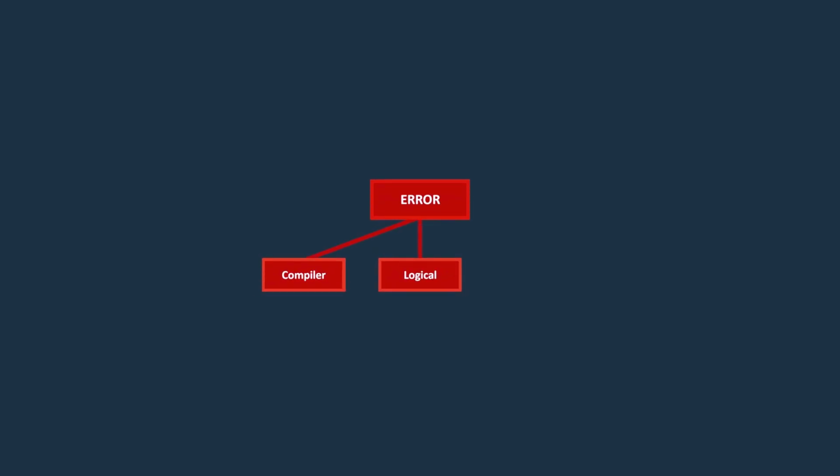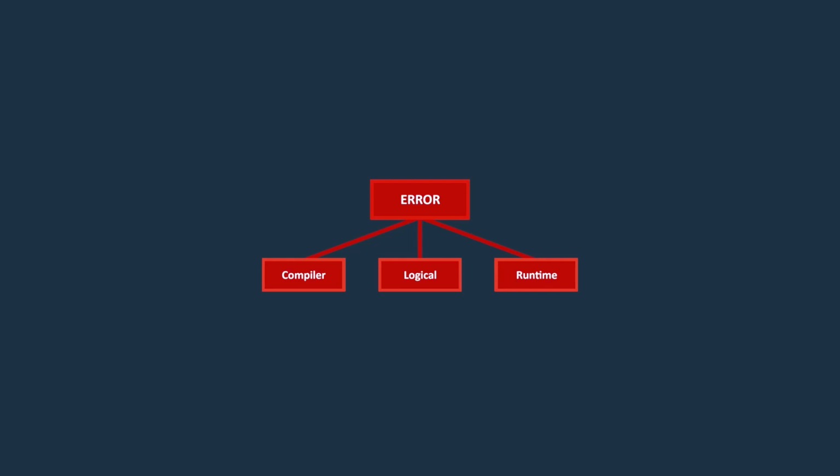In this lecture, we'll talk about compiler errors and why they happen. Before that, let's go over the types of C# errors that you may encounter during programming. Errors in C# can be divided into three types: compiler error, logical error, and runtime error. In this lecture, we're just going to deal with compiler errors.